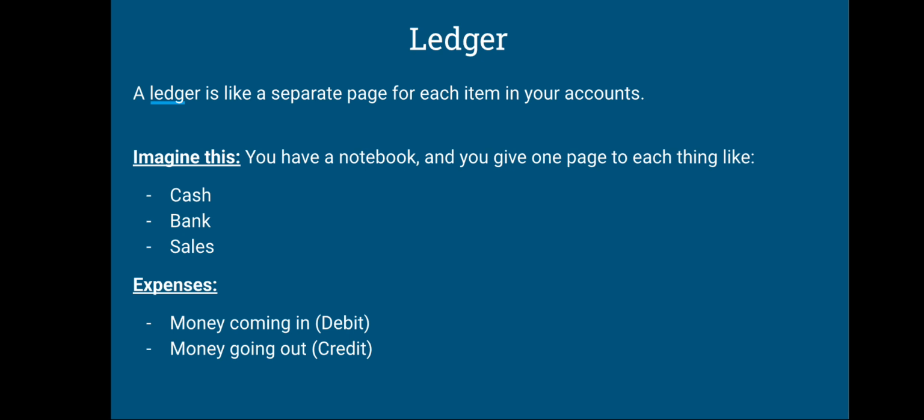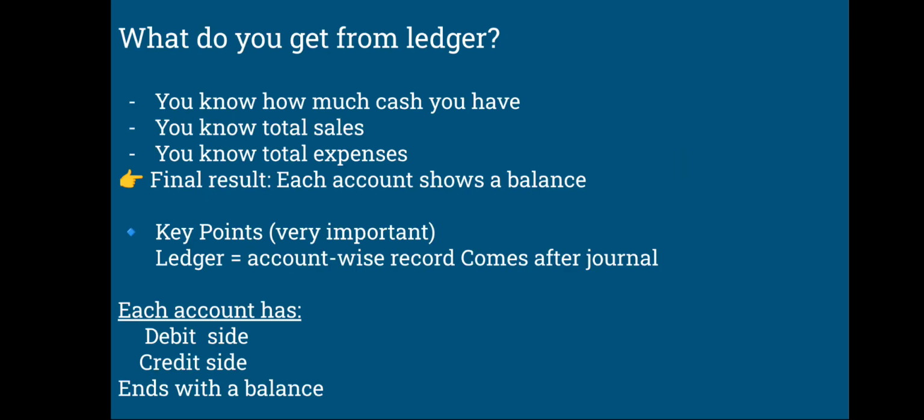And after ledger, what do you get from ledger? So from ledger you will get to know how much cash you have, how much sales have been made, you know total expenses as well, and the final result is each account will show a balance of its own. For example, if you prepare a cash ledger, you will get to know how much cash you are left with at the end of the month or year.